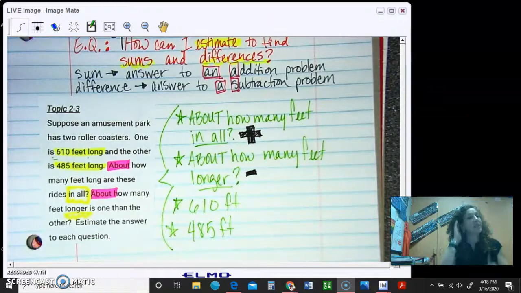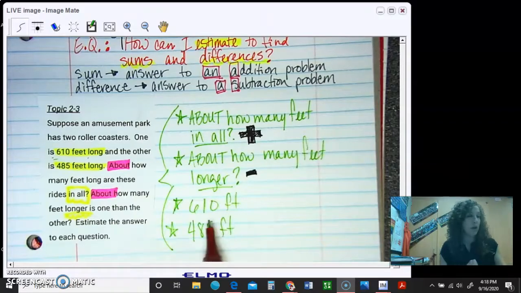The first step is what? Pause, think about it, then push play. Welcome back. The first step, ladies and gentlemen, is to do our estimating. Now, as I told you previously when we were doing topic 2-2, if it doesn't tell you what digit to round to, pick the biggest one. So you're not going to round to the nearest tens for this because it's already 10, right? You're going to round to the nearest 100.